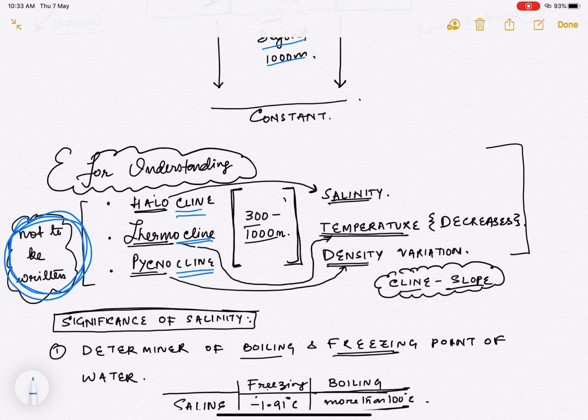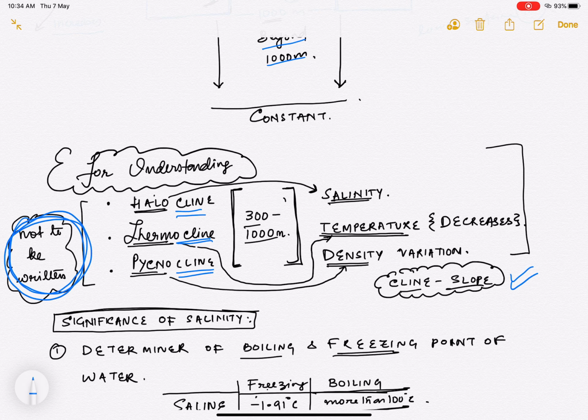First of all, you'll see the halocline, the thermocline, and the pycnocline. Sorry. See, the halocline, thermocline, and pycnocline are all majorly located between 300 to 1000 meters within the ocean. And as you can see, halo means saline and cline means slope.